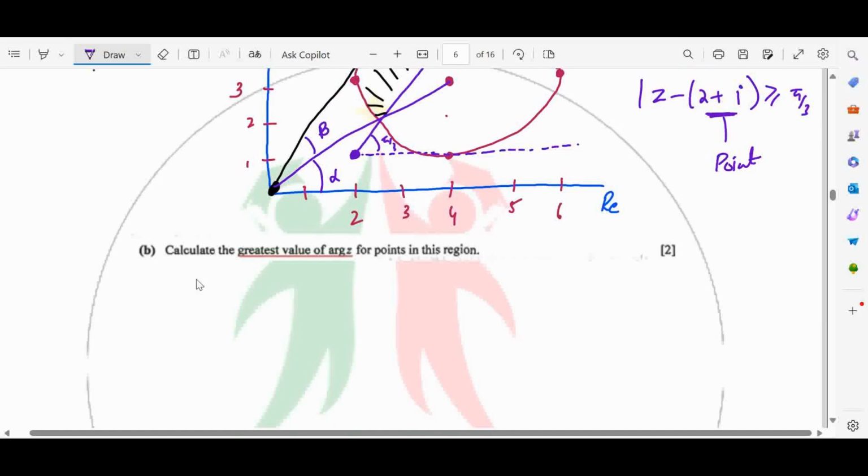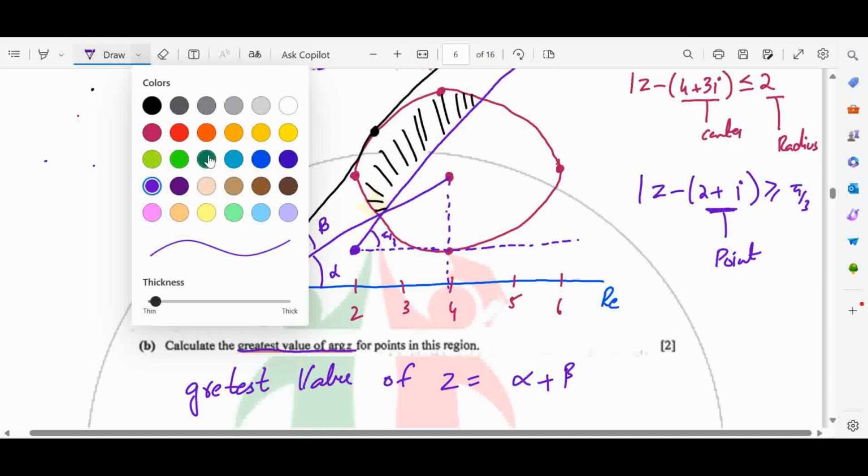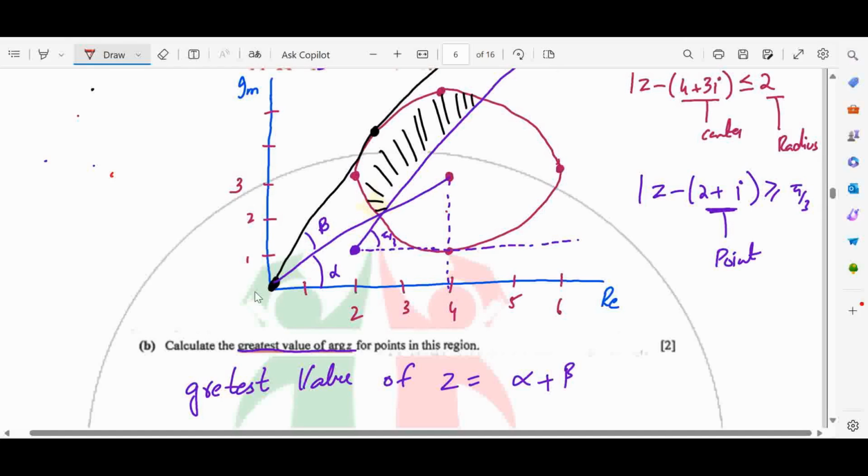Now we know that the greatest value of the argument of z means alpha plus beta for this case. Here we can easily find the angle alpha. We have to draw a horizontal line and a vertical line. This will be a right-angled triangle, and from here we can say that this whole distance is 4 and this whole distance is 3. So angle alpha will be equal to tan inverse of 3 by 4.